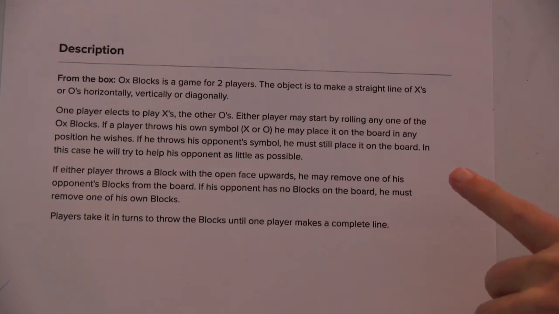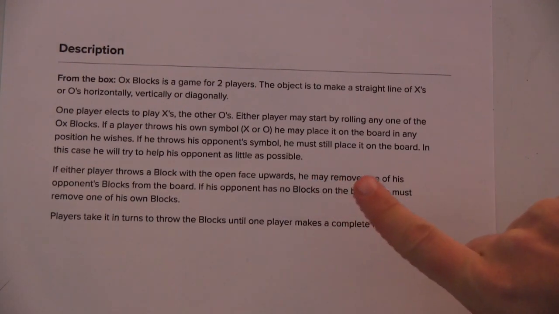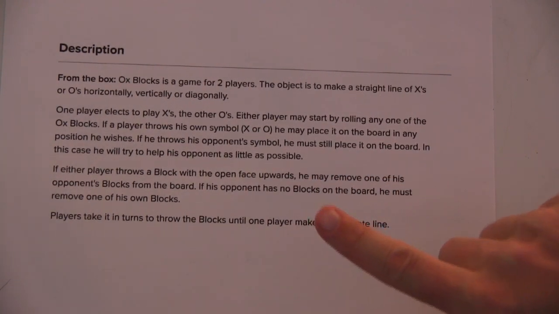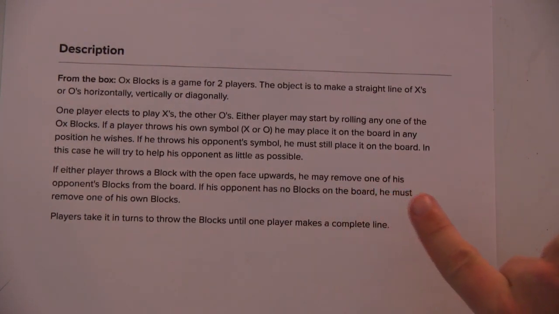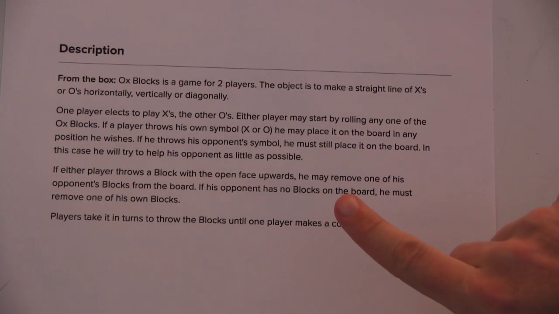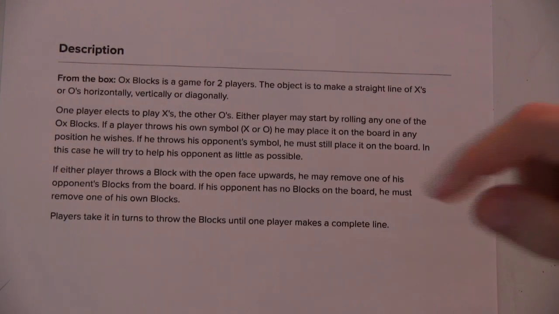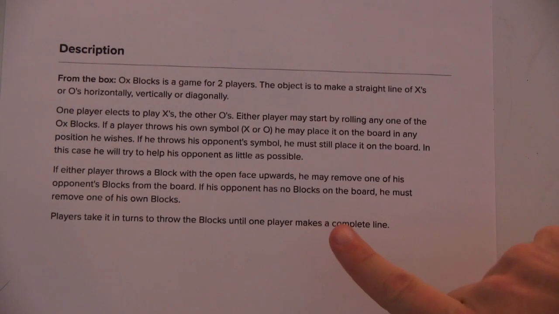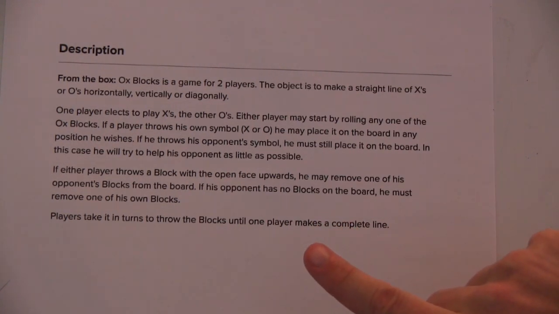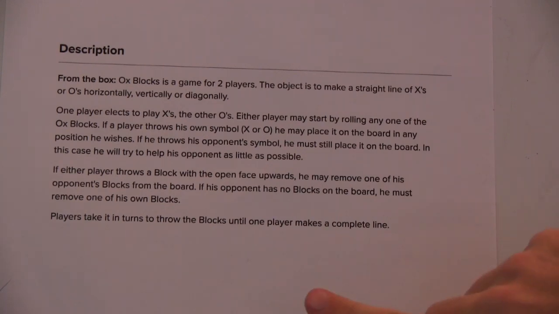Each player may start by rolling any one of the ox blocks. If a player throws his own symbol, X or O, he may place it on the board in any position. If he throws his opponent's symbol, he must still place it on the board. In this case, he'll try to help his opponent as little as possible. So you might be X's, your brother might be O's. You roll the die, and you get an X or an O, and you have to play that. If either player throws a block with the open face upwards, he may remove one of his opponent's blocks from the board. If his opponent has no blocks on the board, he must remove one of his own blocks. And if there are no blocks on the board, then that's just like a pass. Players take turns to throw the blocks until one player makes a complete line.